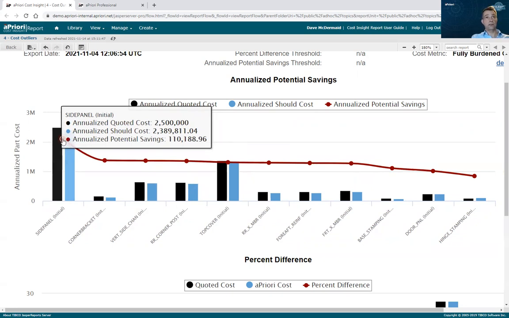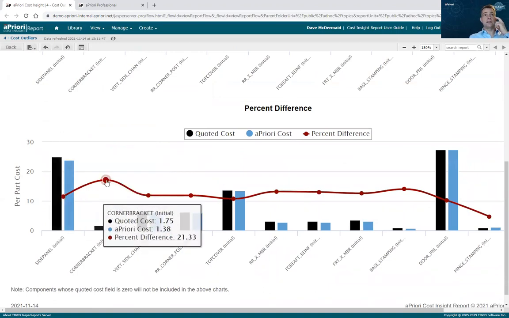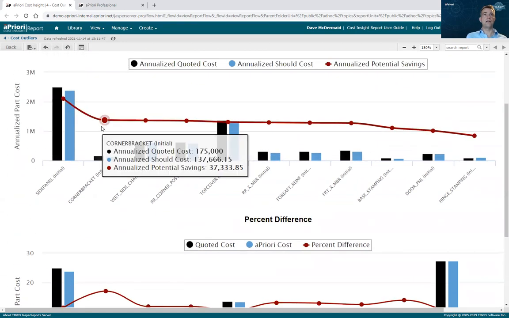And I can look at these savings by size or by percentage. This one here doesn't have a big difference as a percentage, but this one does. So this is a component where I want to talk to the supplier about before I commit to production, to see if we're aligned on our thinking, to see if this is the right supplier for it and get a good price for doing that.